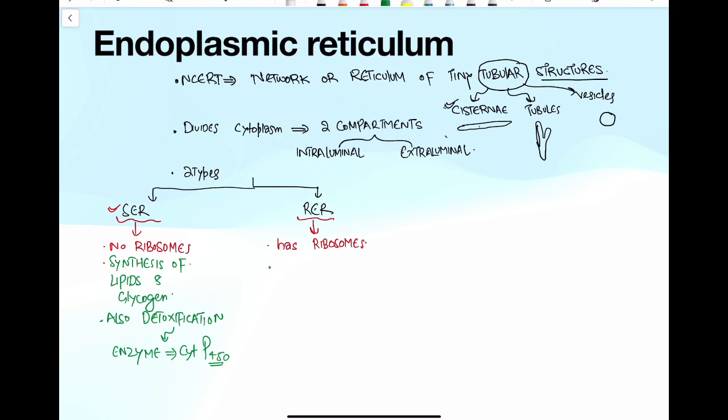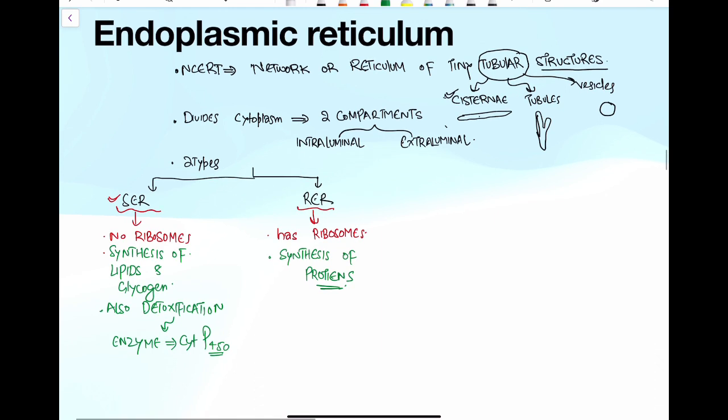Now, what is the function of RER? The function is synthesis of proteins. It helps us in synthesis of proteins. Okay. So that was all that you must remember about the endoplasmic reticulum. Rest of the things, you are not asked about the endoplasmic reticulum. Okay.